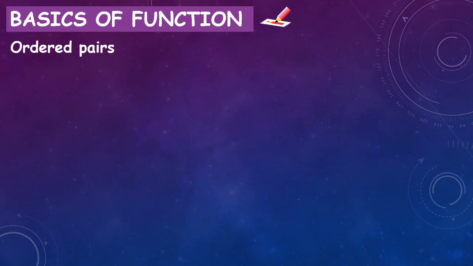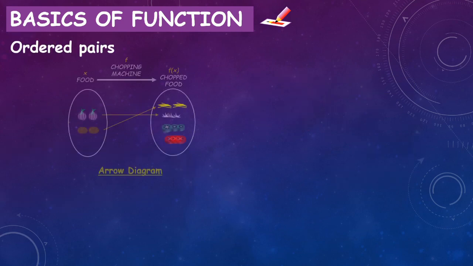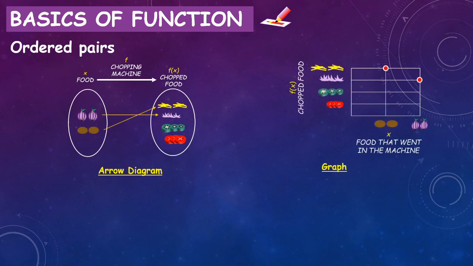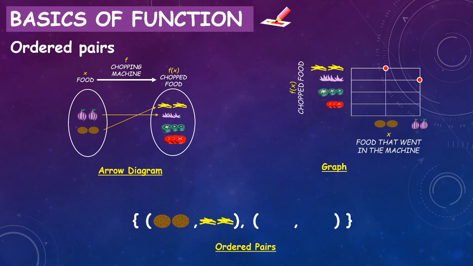Ordered pairs is the simplest way of expressing function. You don't need to sketch like an arrow diagram or plot like graphs. You just need to put your domain and range into brackets. You start with one object and its image. Here we start with our potato and the image is the chopped potatoes. You keep doing this until you have written all the pairs. Since we only have two inputs, the second pair would be onions and chopped onions.